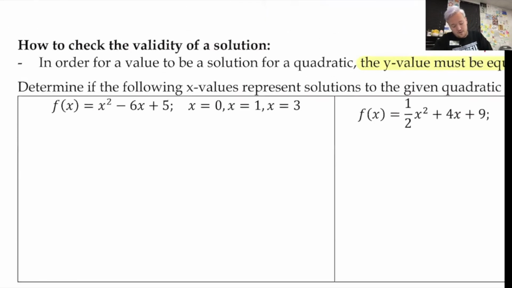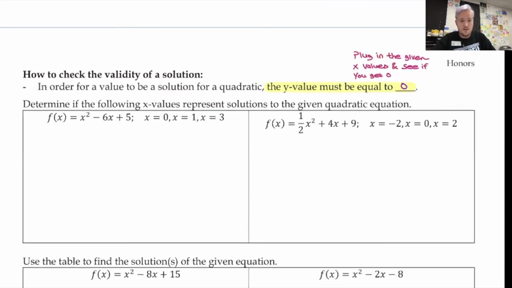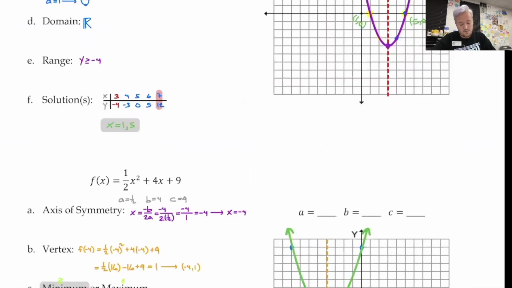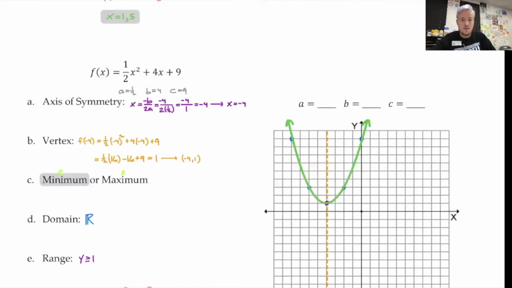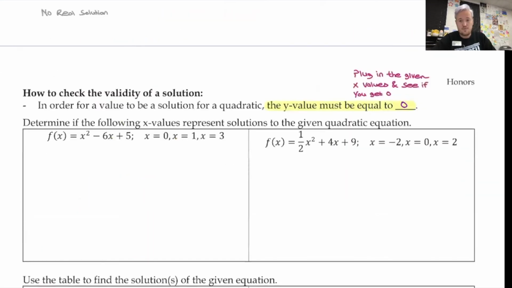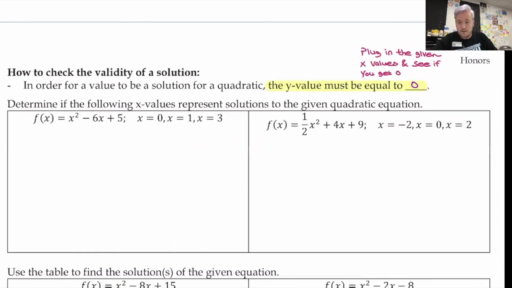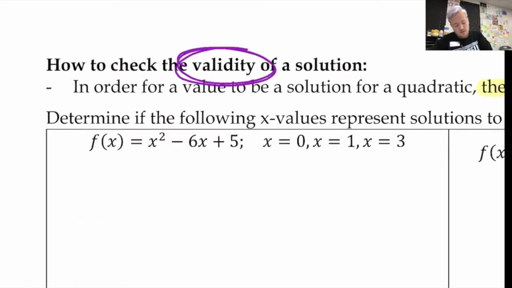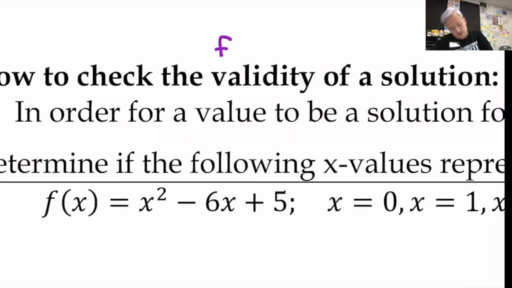If you notice, these are actually the 2 equations that we just did. So x squared minus 6x plus 5, which is what we did up here, and we have the 1/2 x squared plus 4x plus 9. We already did both of these, but now we're going to check them algebraically and check the validity. Check the validity is just a fancy way of saying check it algebraically, which is another fancy way of saying plug in the number and see if you get 0. Your f of x value, when you plug it in, has to equal 0. That's the important part.